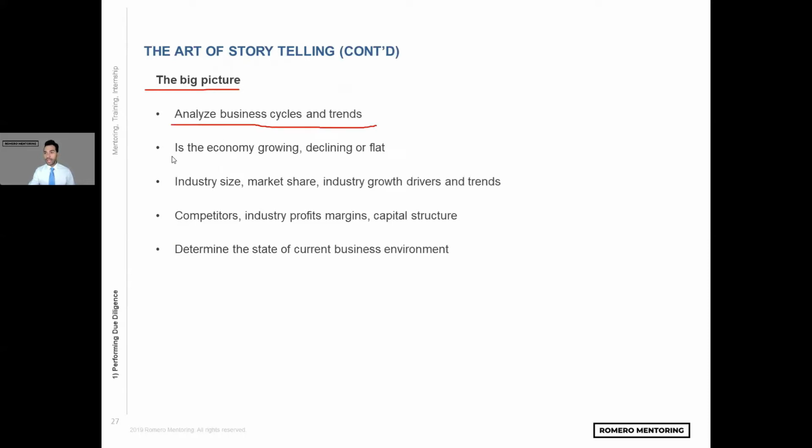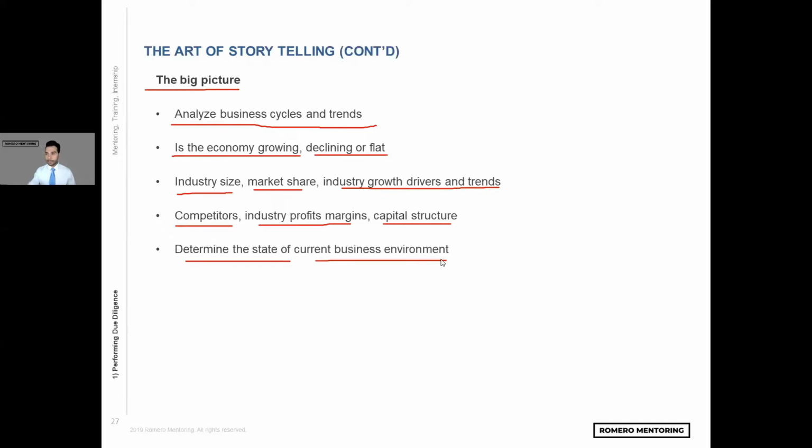You want to understand, is the economy growing, declining, or is it flat? What is the industry size, the market share, industry growth drivers and trends? Who are the competitors, industry profit margins, capital structure? Determine the state of current business environment. Again, each and every one of these bullet points, you should be writing it down because it can be translated into a question for your companies.